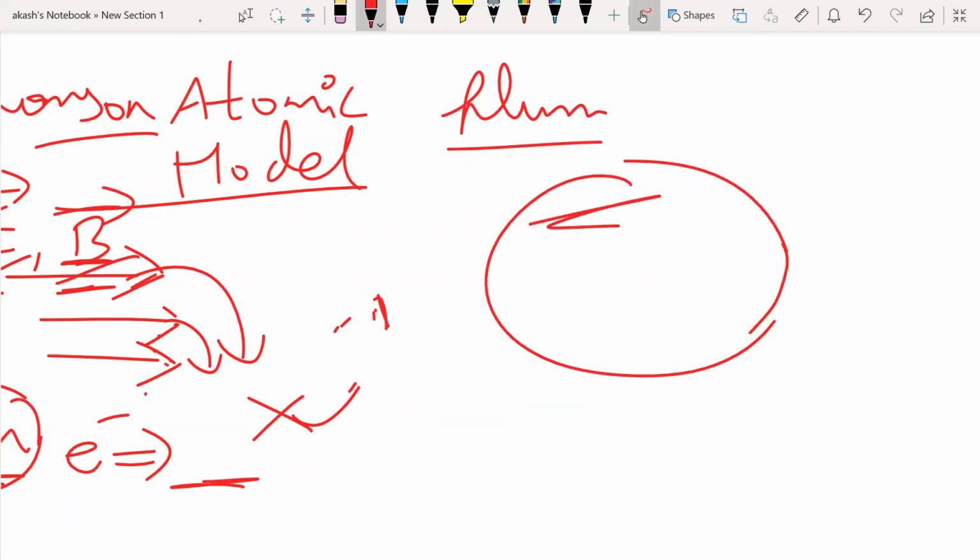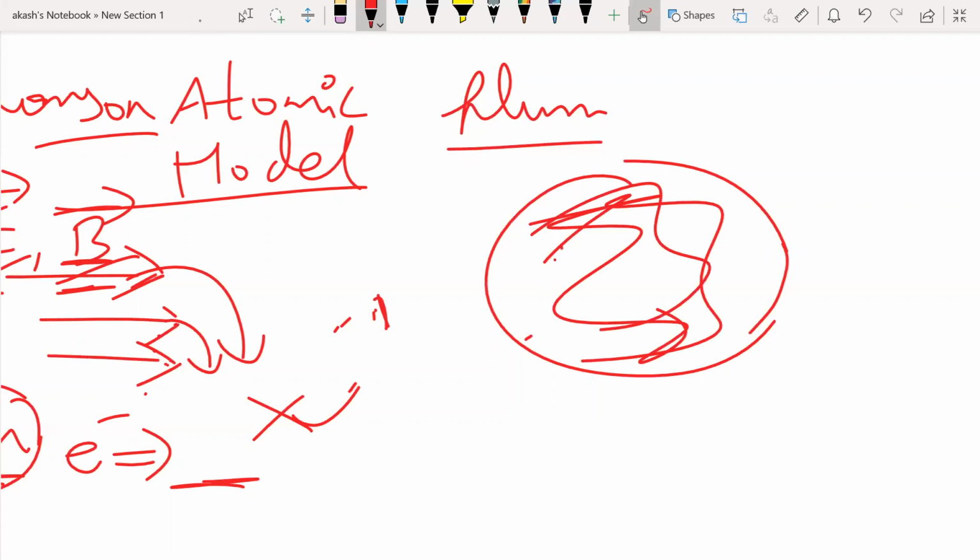Atom is a sphere of positive charge. This entire thing is a positive charge, right? So then what he said is, electrons are embedded here and there like this, right? So that's what he said, as simple as that. Okay, so atom is a sphere of positive charge and electrons are embedded inside the sphere of positive charge.